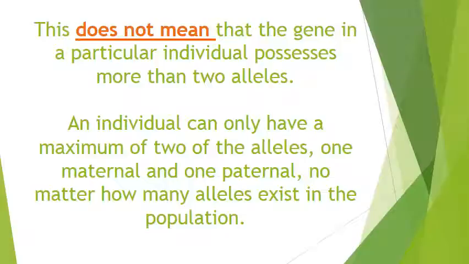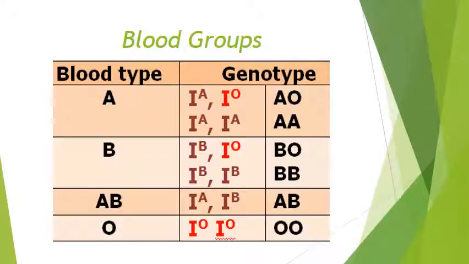So an individual can only have a maximum of those 2 alleles. So maternal, paternal, no matter how many alleles exist in the population. Okay, so that's a really important point when remembering your multiple alleles. So for example, we have blood groups. We've got the blood group A, the blood group B, the blood group AB, and the blood group O. So that's what exists in the population.